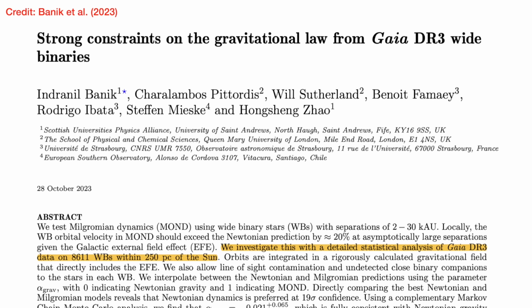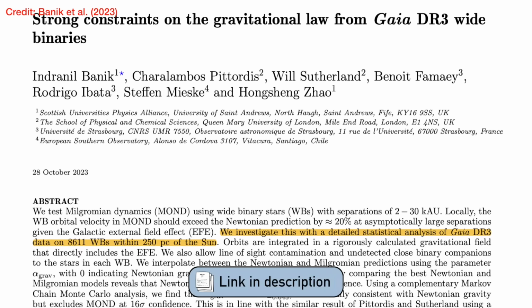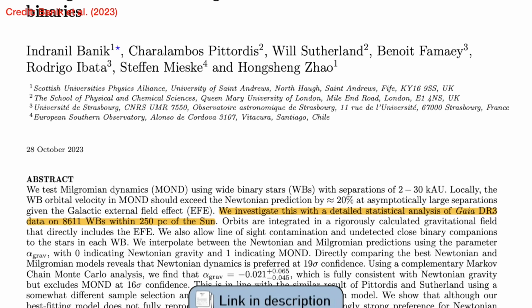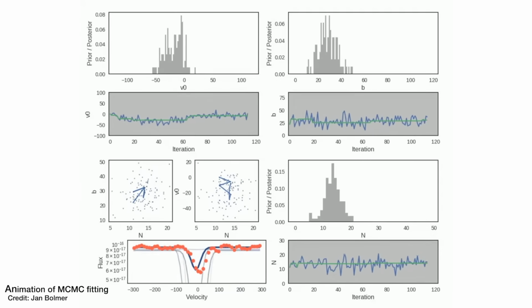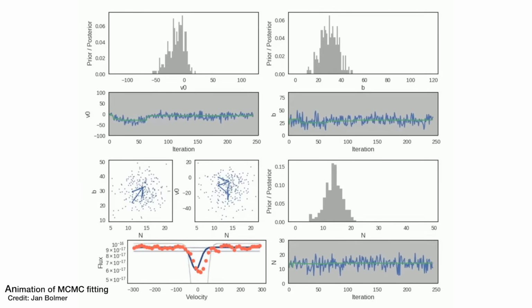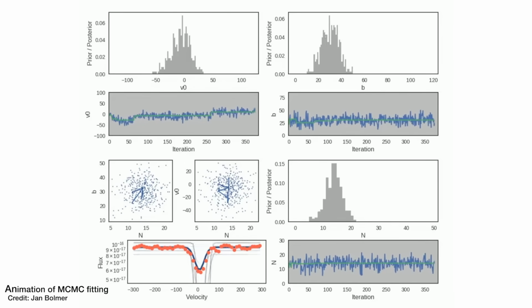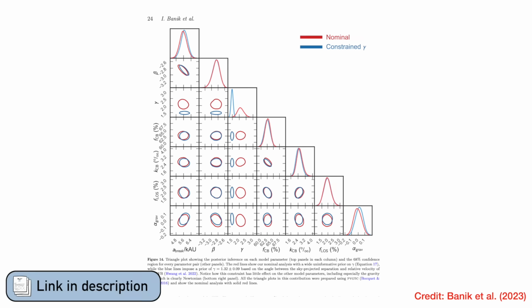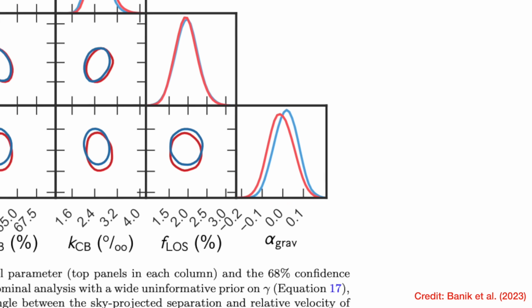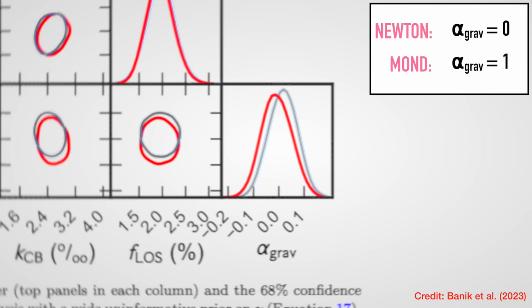So Banik and collaborators tested their model with 8,611 wide binary stars from Gaia. And for those familiar, they use Markov chain Monte Carlo methods to get at the probability distributions for alpha grav and also all the other model parameters that they have and how the uncertainties are correlated. For those not familiar, just focus on this panel of the plot, where you can see this distribution for the most likely value of alpha grav for the binary star data they have. And you can see the probability is highest around the 0 mark, i.e. Newtonian gravity, not MOND.